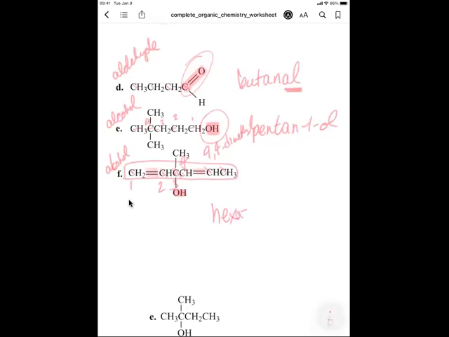So that's hexa-1,4-diene. I'll cut off the last E because I have to make room for my ol. And my ol is on 3, -3-ol. Okay, hexa-1,4-dien-3-ol. And then my last step is 3-methyl. 3-methyl hexa-1,4-dien-3-ol.